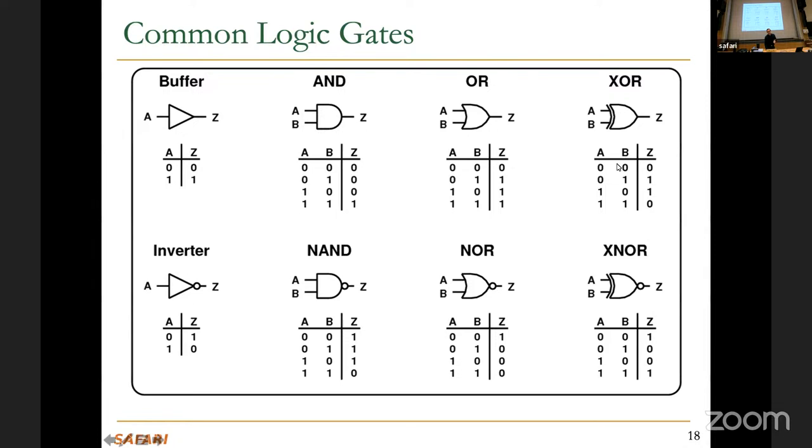XOR is a function where if an odd number of the inputs is one, then the output is one. Otherwise, it's zero, right? That's XOR in the end. And this is a two-input XOR. So it's a useful function to think about. We're going to see that a lot. It's used for building adders, for example. It's the sum function of an adder.